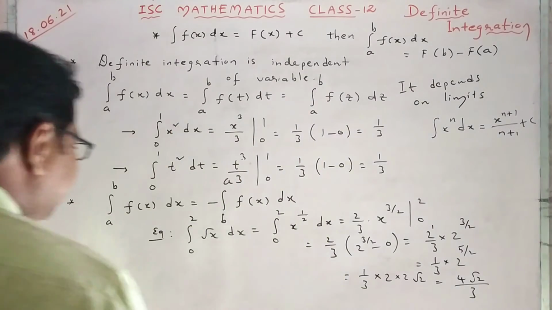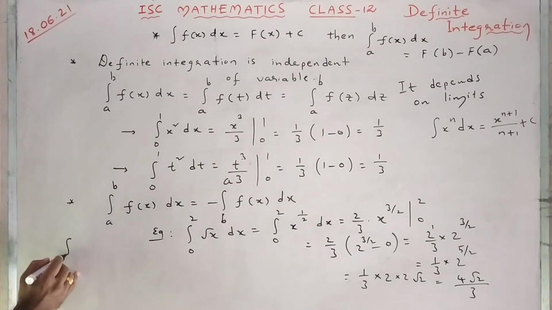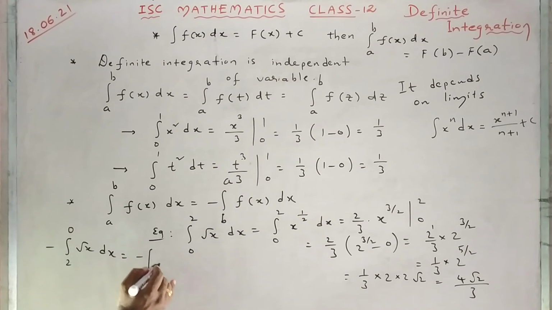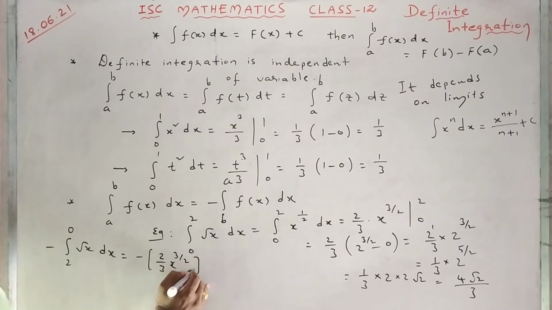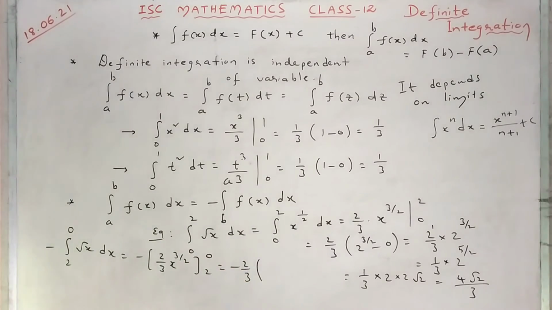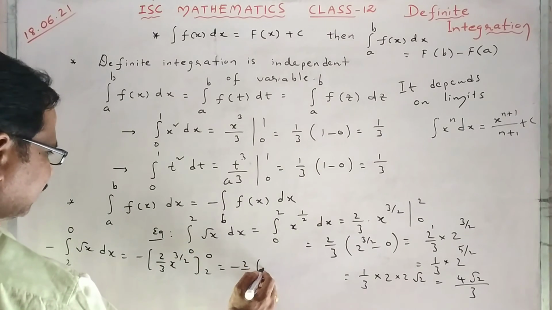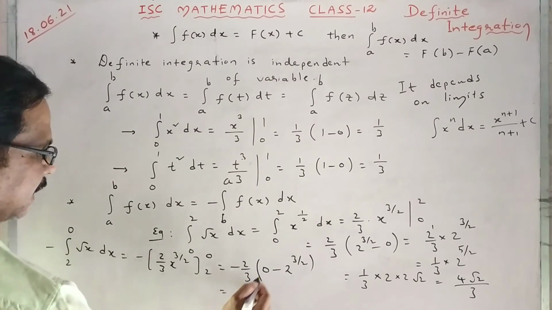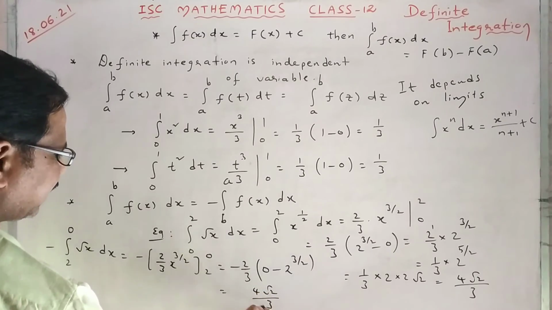Okay, for example, if you change the limits, what happens? This is integral 0 to 2, right? 2 to 0 I am writing, but minus symbol I am taking. Then what happens, you see? Minus of, what is the integration here? We are getting 2 by 3 times x power 3 by 2, right? Upper limit 0, lower limit 2. Minus 2 by 3, keep it out. Here 0 power something means 0, minus 2 power 3 by 2. Now here minus into minus plus we will get, so answer will be same, 4 root 2 by 3.